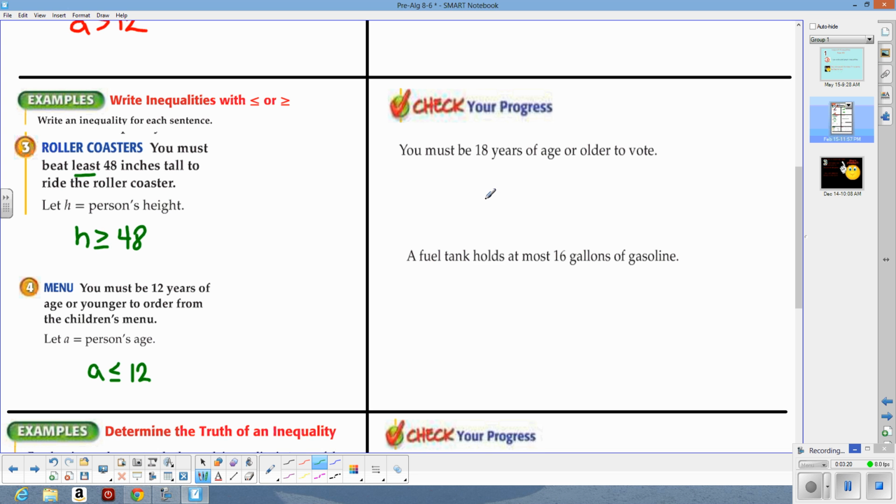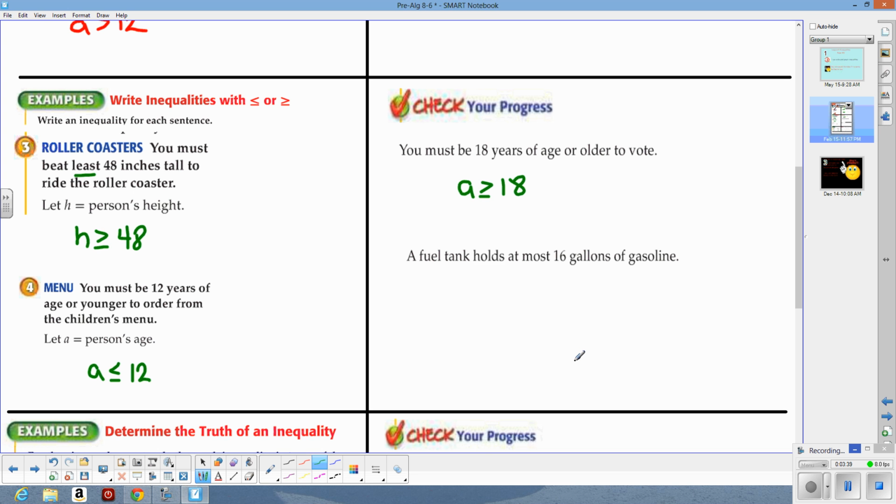You must be 18 years of age or older to vote. So your age needs to be greater than or equal to 18 because you need to be 18 years of age or older. So the age needs to be greater than or equal to 18.